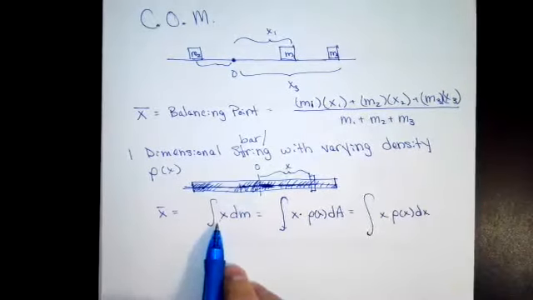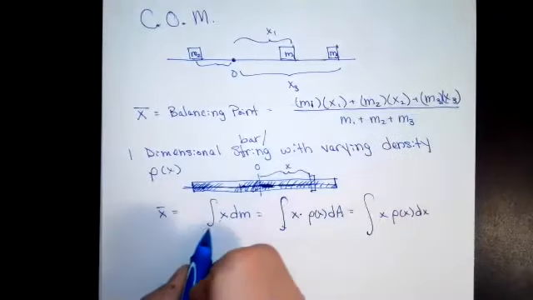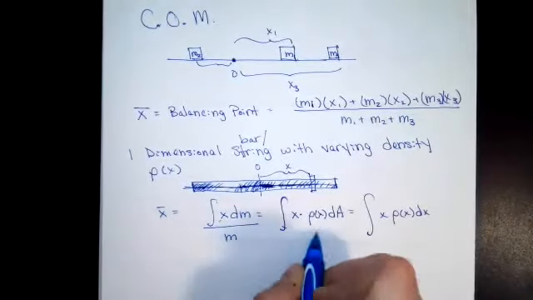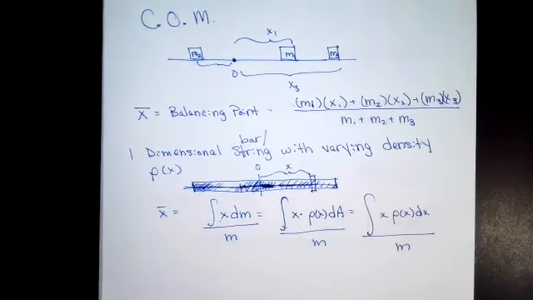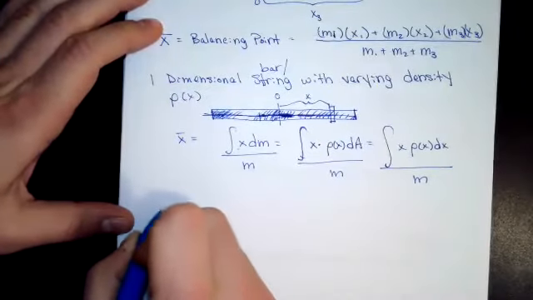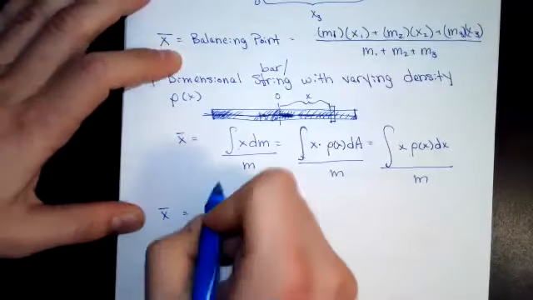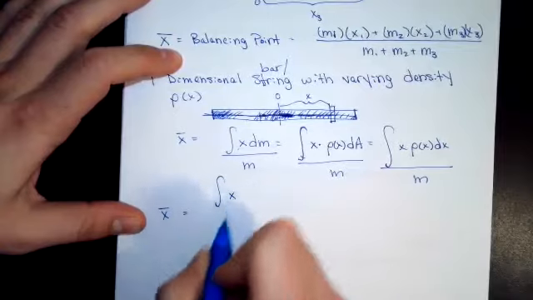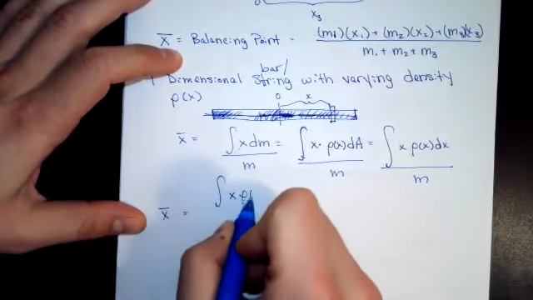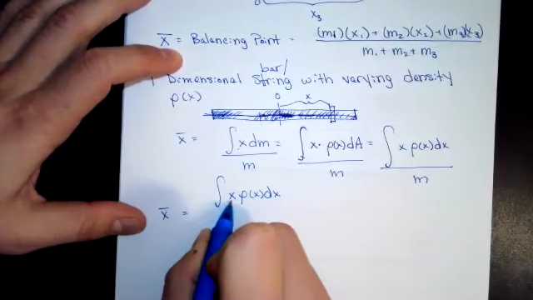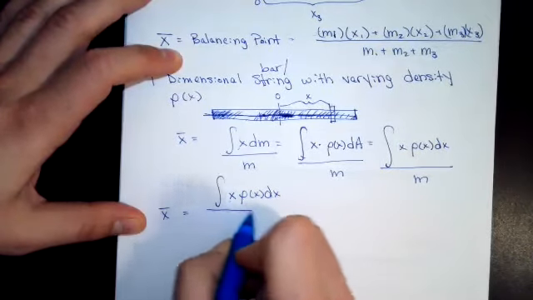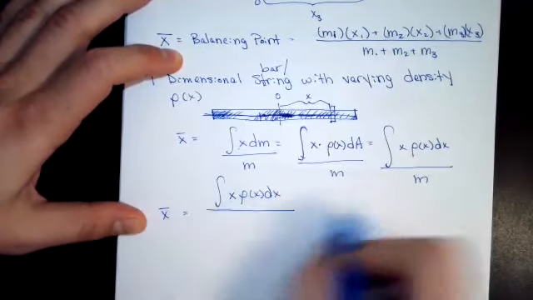But this is just the numerator here. So we still actually need to divide by the total mass. So all in all, for our x bar, we actually have to compute two integrals. We need to weight every piece of mass by its distance from the origin, and then divide by the total mass.